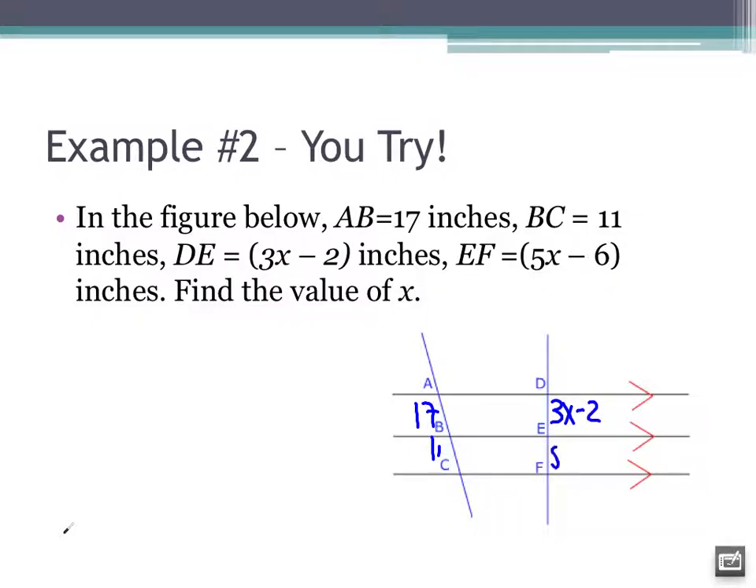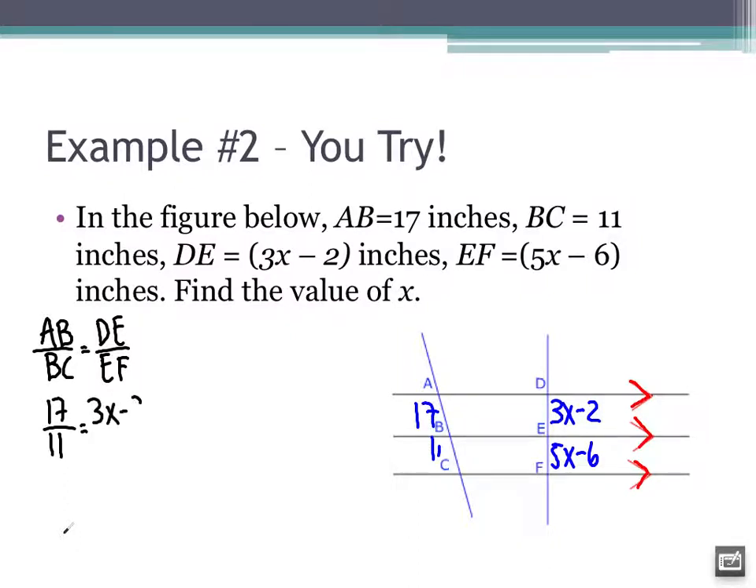And EF is 5x subtract 6. So this goes with the second theorem that we wrote down because we have 3 parallel lines. First thing that I'm going to do is write my proportion. So I have AB over BC. That's going to be proportional to DE over EF. Now I'm going to fill it in. 17 over 11 is proportional to 3x subtract 2 all over 5x subtract 6.